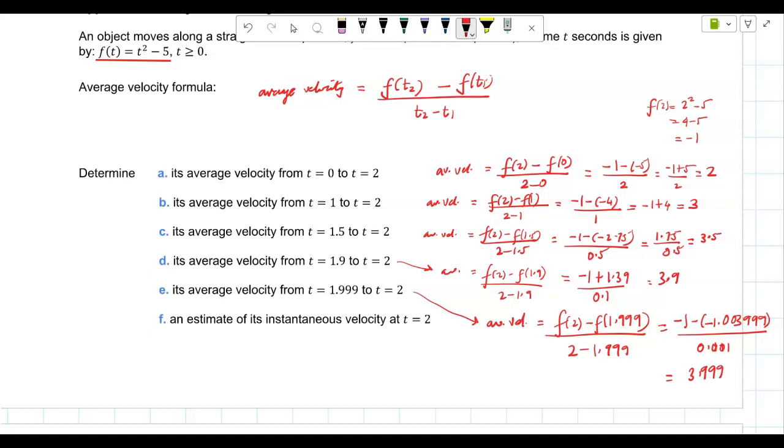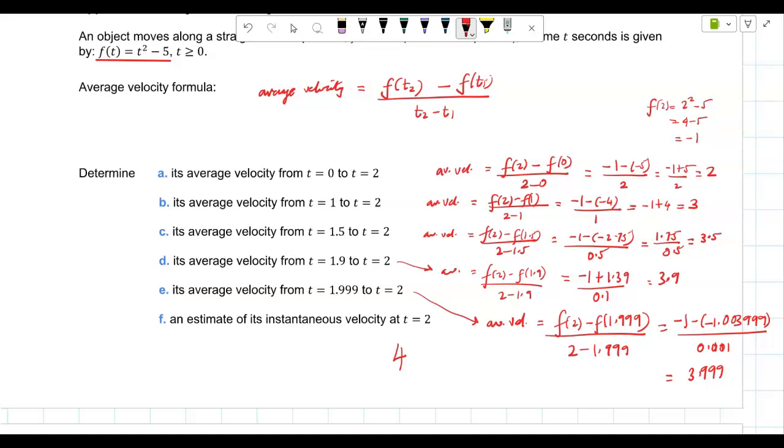So now you estimate. Look, you're taking the second point as close as possible to 2. What is this value approaching? First my answer was 2, then 3, 3.5, 3.9, 3.99. So what is the instantaneous velocity? Can I say the instantaneous velocity will be 4? What do you mean instantaneous? Instantaneous velocity is velocity at t is equal to 3.